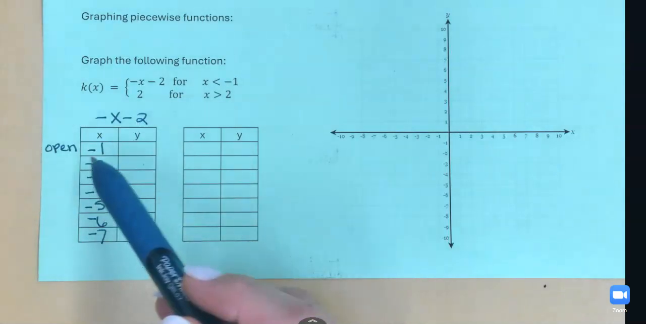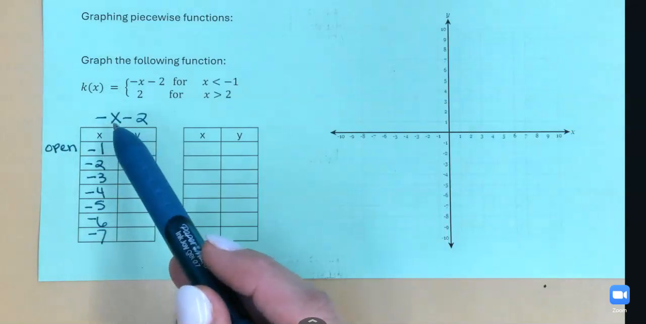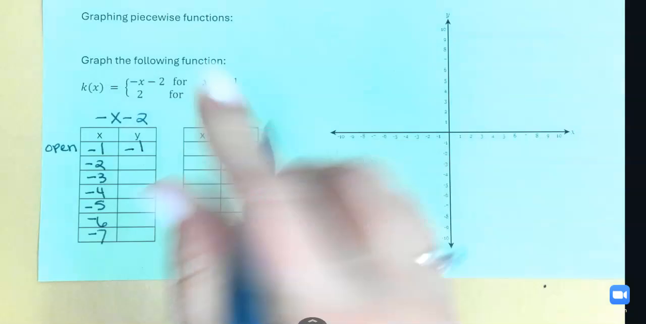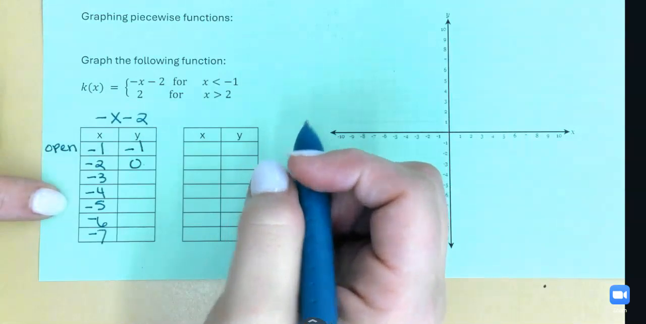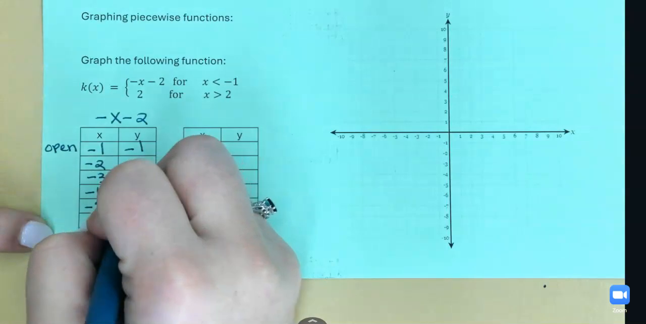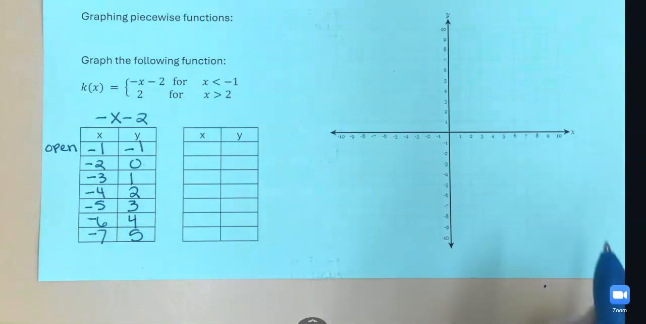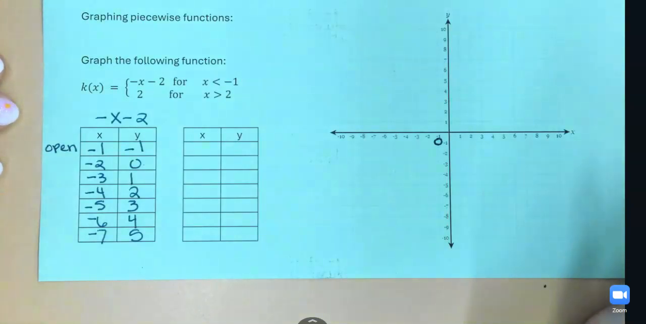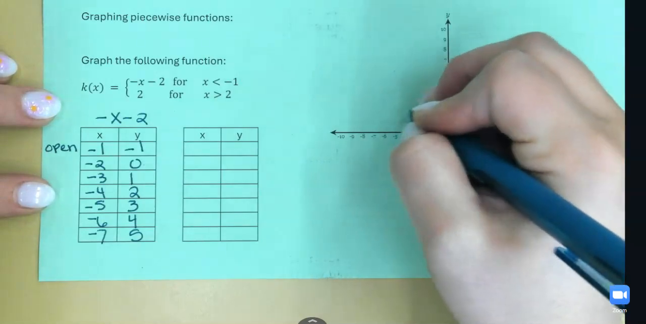Now I need to fill in my y values. So again, negative 1, if I plug that in here, that's going to be a negative times negative 1, so that becomes positive. Positive 1 minus 2 is negative 1. If I plug in negative 2 here, I get 0. Negative 3 gives me 1, negative 4 gives me 2, negative 5 gives me 3, and on and on. So I'm going to plot a few of these points now, making sure, again, at negative 1, I have an open circle. And then I can go on and plot these other points on my graph.